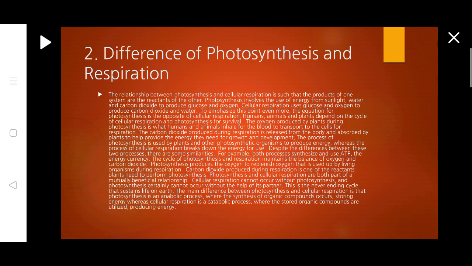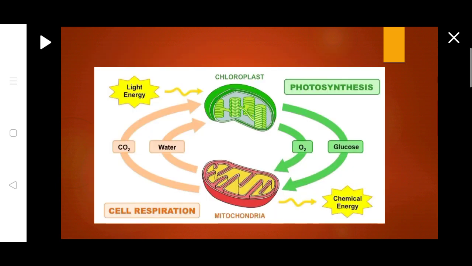So the main difference between the photosynthesis and cellular respiration is that photosynthesis is an anabolic process, where the synthesis of organic compounds occur, storing energy, whereas cellular respiration is a catabolic process, where the stored organic compounds are utilized, producing energy. So this is an illustration of photosynthesis and cell respiration of plants and humans, respectively.